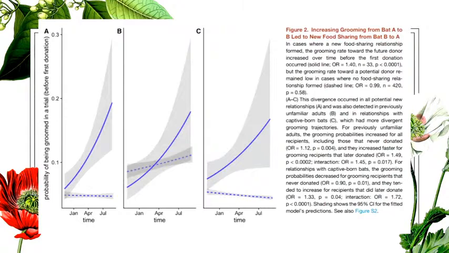So this is demonstrating, obviously the heading is the first place to look in what they're doing, and you always want to look at your axes. So this axis on the y-axis applies to all three graphs, A, B, and C. Probability of being groomed in a trial before the first food donation increased. And I don't understand exactly why the month mattered, other than to show that it took months for these relationships to form. Like, it was not something that happened quickly.